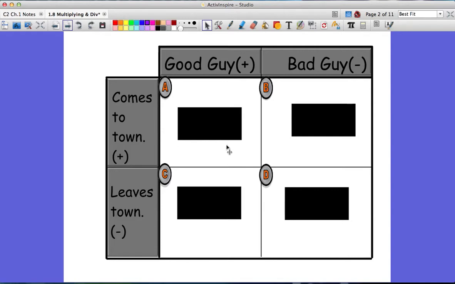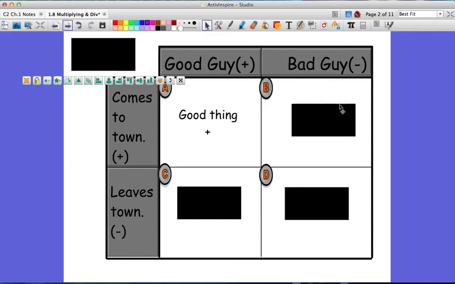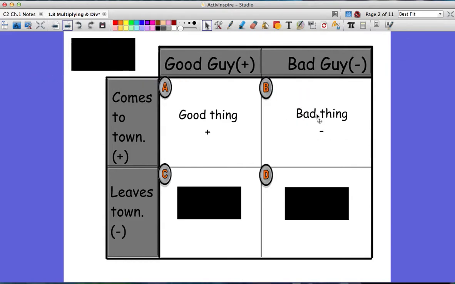Alright, so the first thing I want you to look at is each of these situations have a different consequence. So a good guy is a positive, a bad guy is a negative. Coming to town is a positive, and leaving town is a negative. So if a good guy comes to town, so a positive and a positive, that's going to give you a positive. If a bad guy comes to town, so a negative and a positive, that's always going to give you a negative.